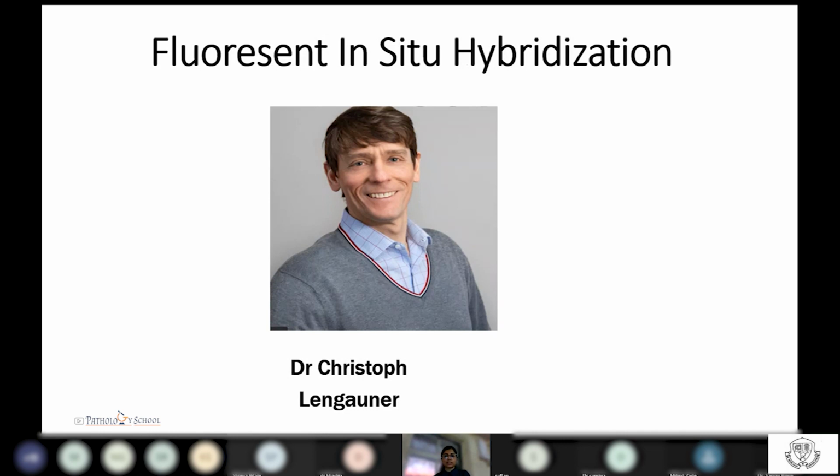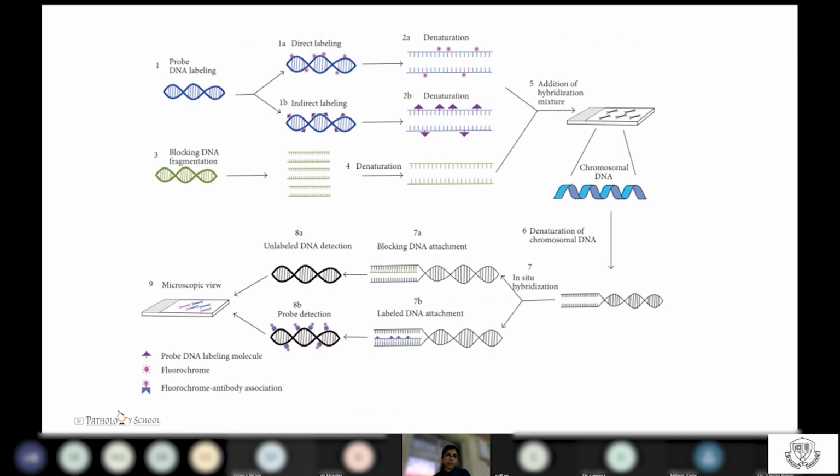Next is your fluorescent in situ hybridization. Dr. Christoph Lengauer is credited with discovering this FISH technique. Now we will come to the basic principle of FISH. Now, this is your probe DNA in blue. Either it can be directly labeled or indirectly labeled, as you have learned.